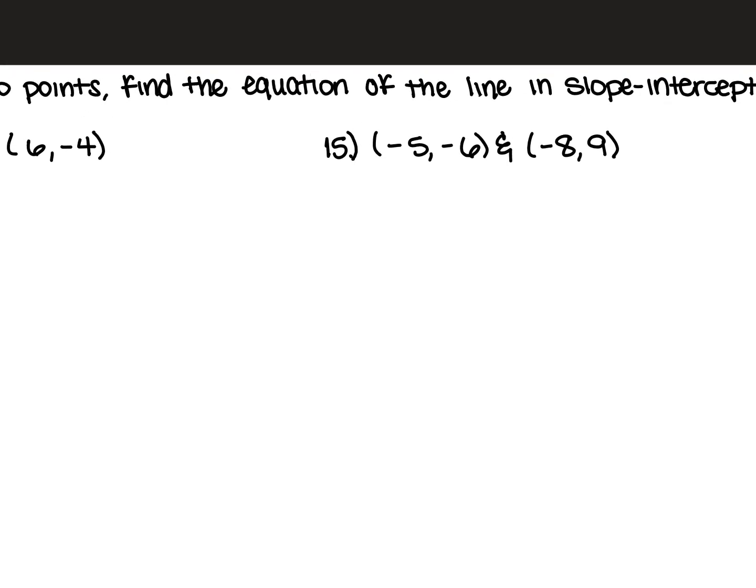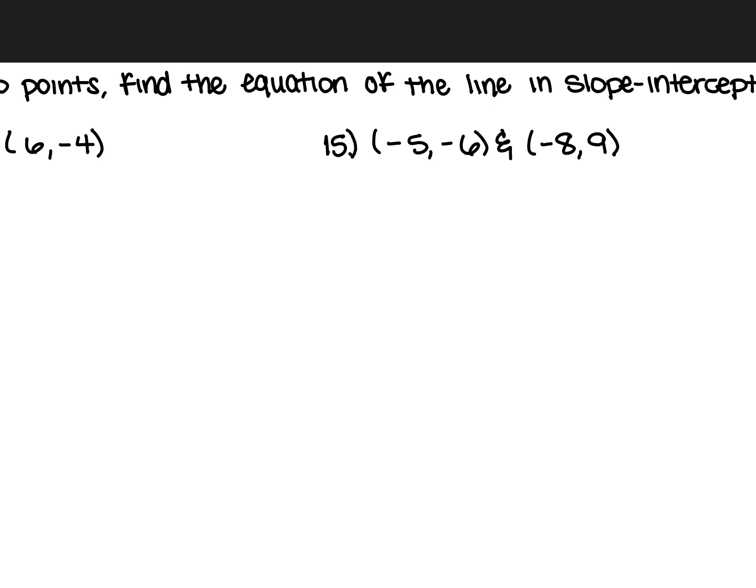So if we start by finding our slope, again, we're using the formula y2 minus y1 over x2 minus x1. So I'm going to identify that negative 5 as x1, negative 6 as y1, x2 as negative 8, y2 as 9. So to find our slope, we're going to have 9 minus negative 6 over negative 8 minus negative 5. Double negatives turn into positives all around. So that's going to give us 15 over negative 3. Positive divided by a negative is a negative. 3 goes into 15 5 times, so our slope is negative 5.